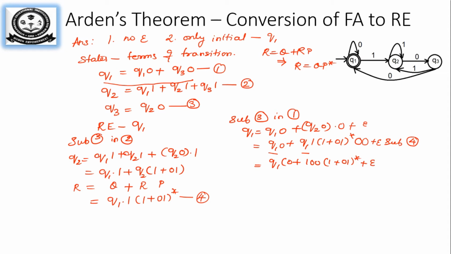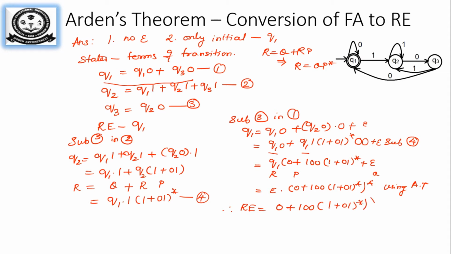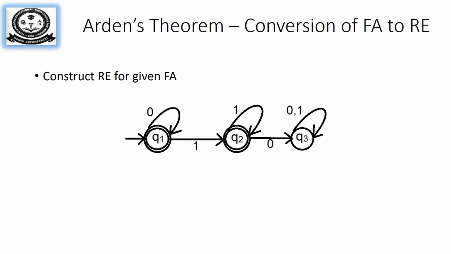Now again, you can bring this to the standard form, where this is Q, this is R, and this is P. When you reduce it, you will have epsilon into the P term, which is (0 + 100 (1 + 01)*), whole star, using Arden's theorem. Therefore your final regular expression is (0 + 1 0 0 (1 + 0 1)*)* , the final regular expression for the given FA using Arden's theorem. Let us have another example.